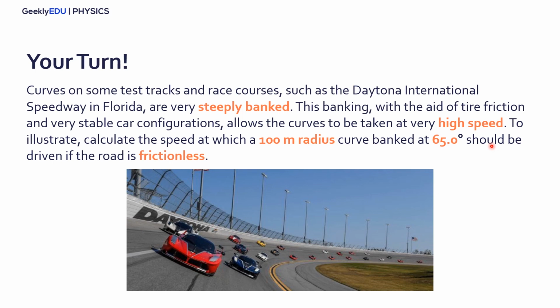So just to illustrate, to put into practice what we talked about, I want you to calculate the speed at which a 100-meter radius curve banked at 65 degrees should be driven if the road is frictionless. In other words, at what speed can the car enter this curve and perform this circular motion without any friction in the tires, all right?